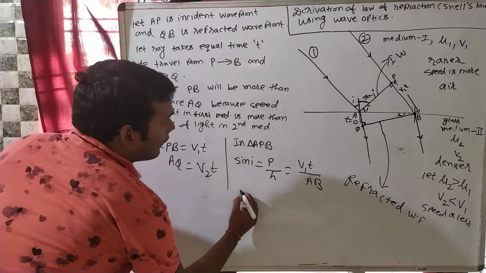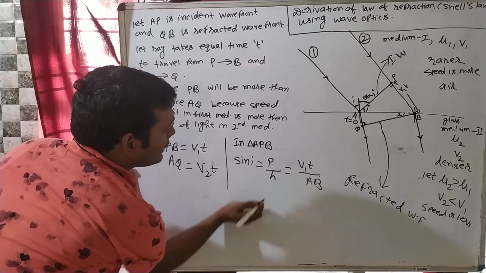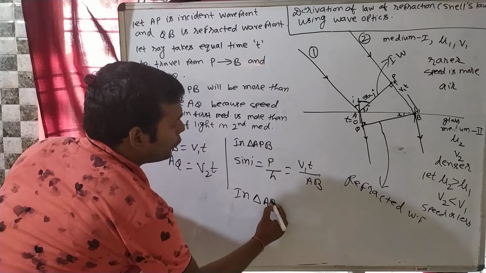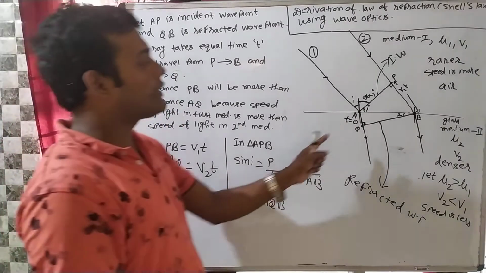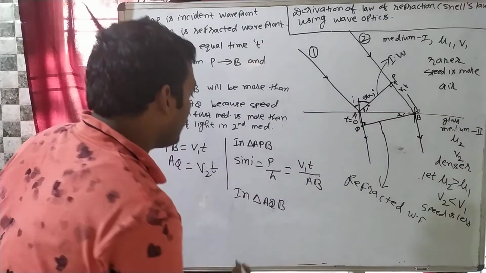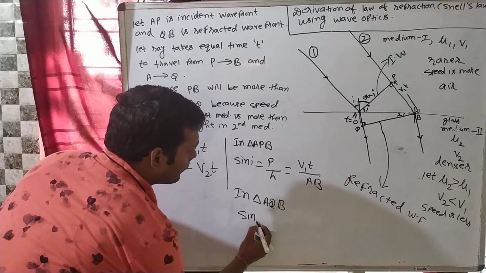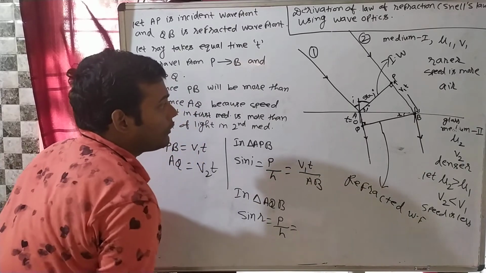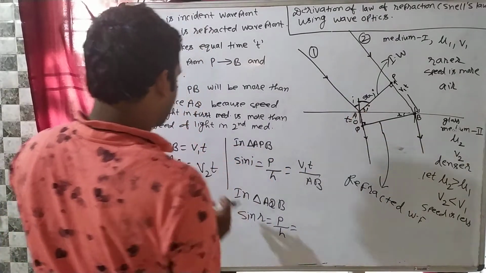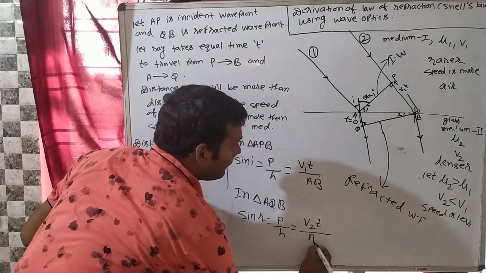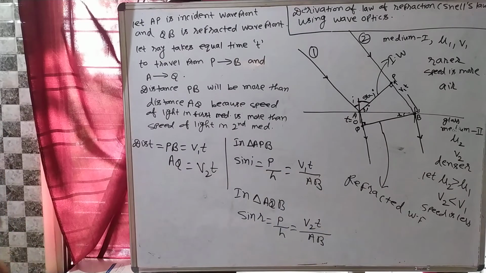Now see sin R. That means you have to see in triangle AQB. Can you see this triangle AQB? This is also a triangle, no? Can you find sin R? Sin R is again perpendicular by hypotenuse. Perpendicular is what? This AQ distance is how much? V2 into T. So V2 into T divided by AB. Up to this, any confusion?